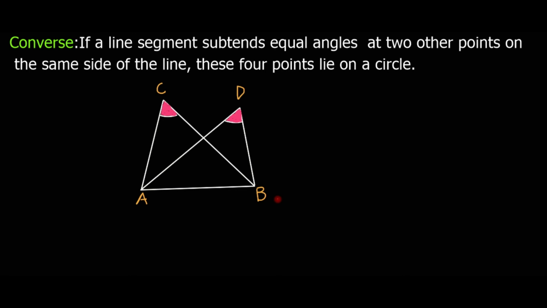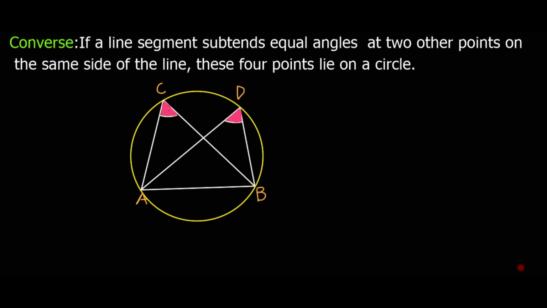And then more on the converse. Converse is actually like a reverse. This converse says, if a line segment subtends equal angles at two other points on the same side of the line, these 4 points lie on a circle. Let's say we have a line segment AB, this one. If this line can create these equal angles, then we can conclude that these points are on a circle, meaning we can create a circle, and have something like this one.